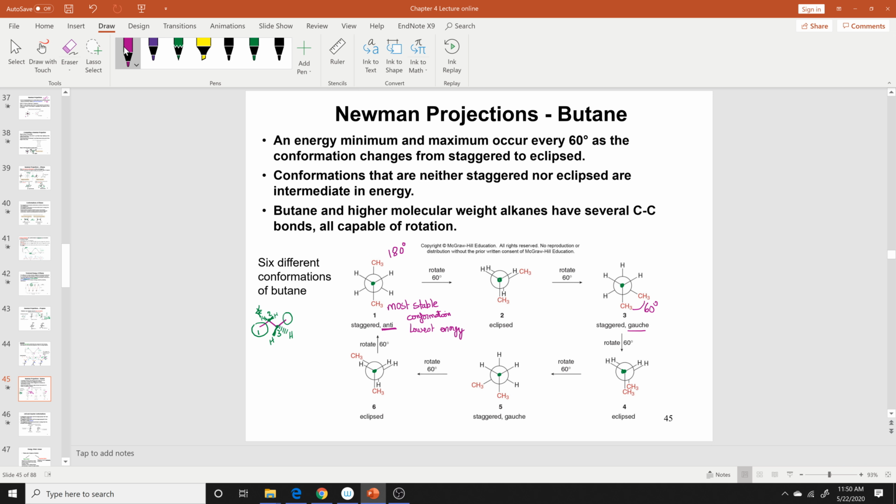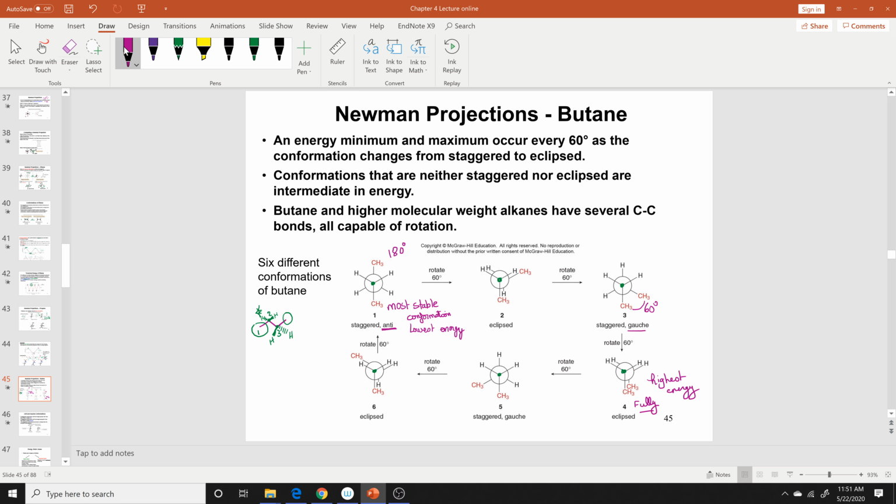And then we have the eclipse, but this eclipse conformation is different than this one because here the two big groups are directly aligning with each other. So I'm going to call this a fully eclipsed conformation. So fully eclipsed is whenever the two big groups are directly aligned with each other. And in this case, this eclipsed conformation is going to have the highest energy.